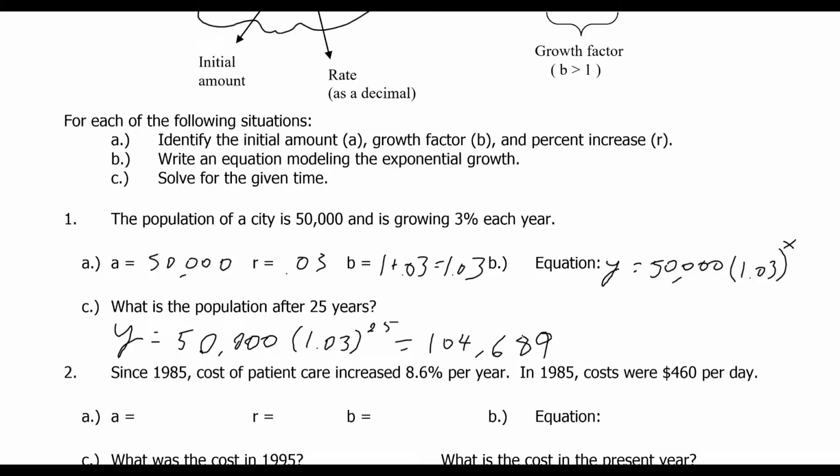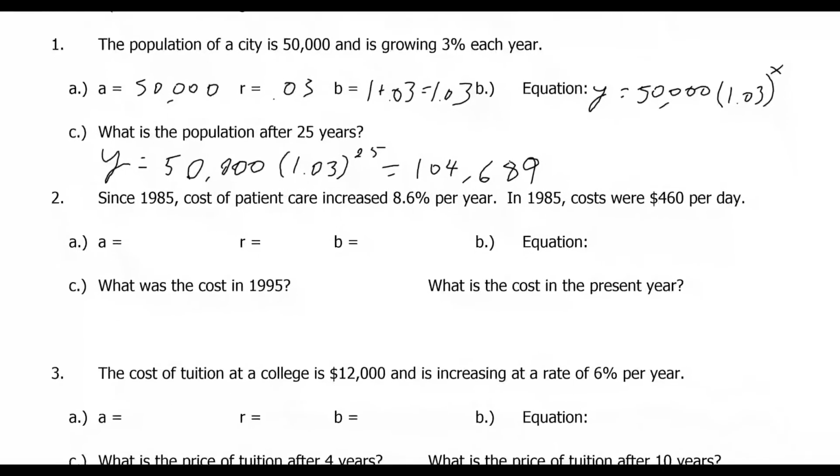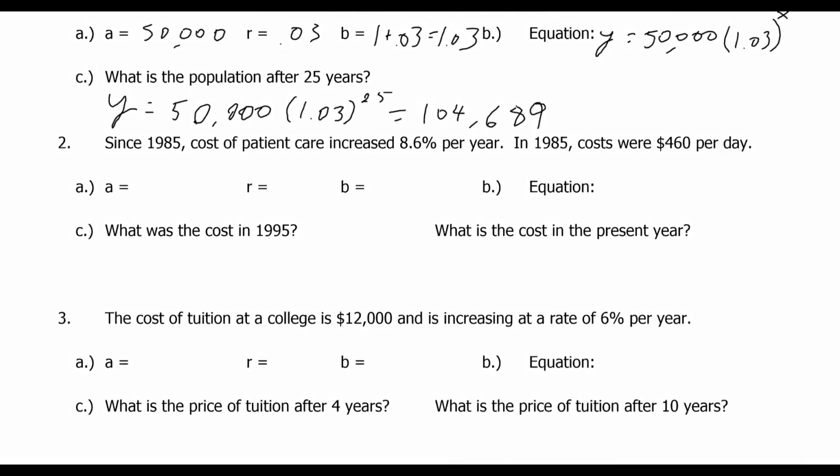All right, now if you're going to be a city planner, if you're going to be going into politics or something like that, being able to recognize how cities are growing is really important. All right, now number 2. It says since 1985, cost of patient care increased 8.6% per year. In 1985, costs were $460 per day.